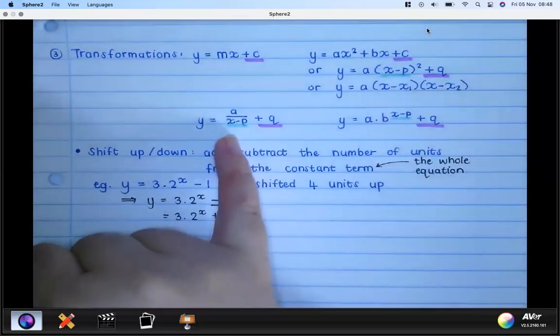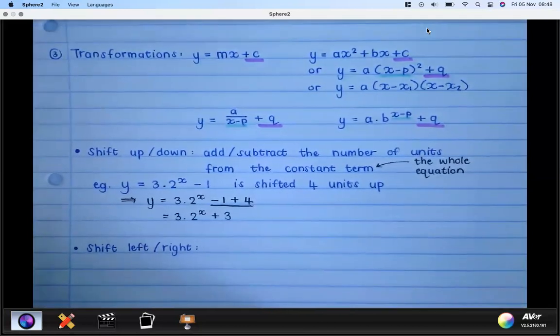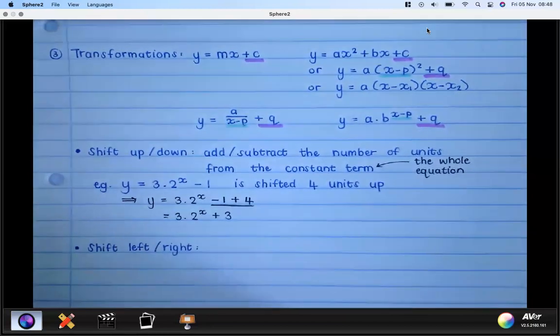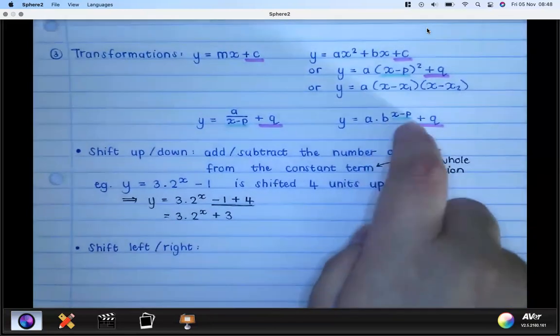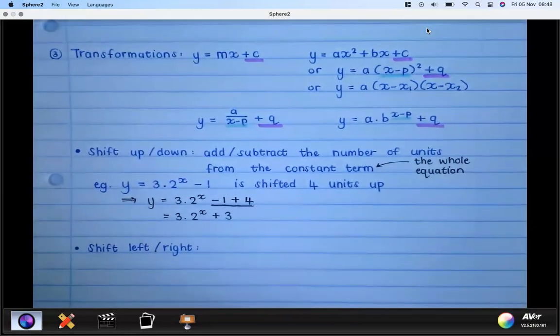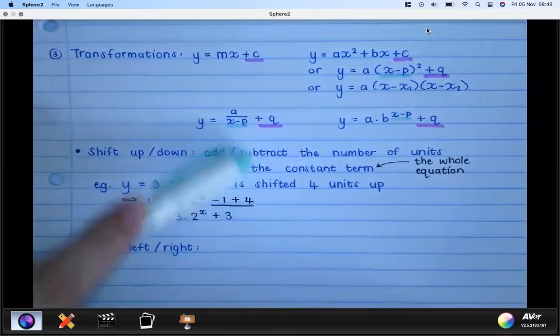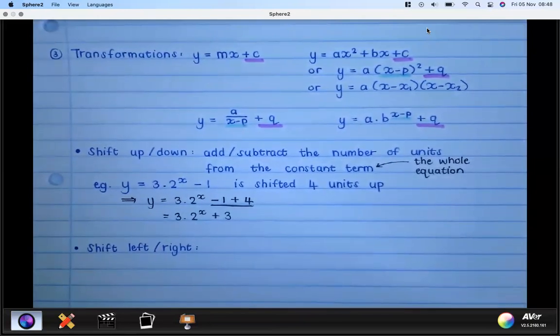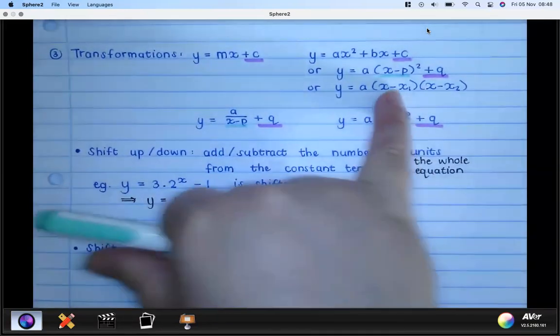If you have a hyperbola, if you just had a over x plus q, that's the equation of a hyperbola. Now, if you shift that whole hyperbola 2 units to the left, it will become x plus 2. Same with the exponential graph, which is what you did yesterday. If you're shifting that whole graph 2 units to the left, it will become x plus 2. If you're shifting it 2 units to the right, it becomes x minus 2. So in the same way that here we added or subtracted the number of units just to the constant term, if our graph is now shifting to the left or the right, we are going to add or subtract the number of units from x in our equation.